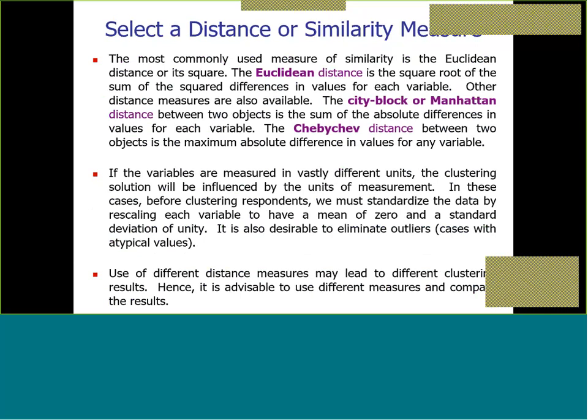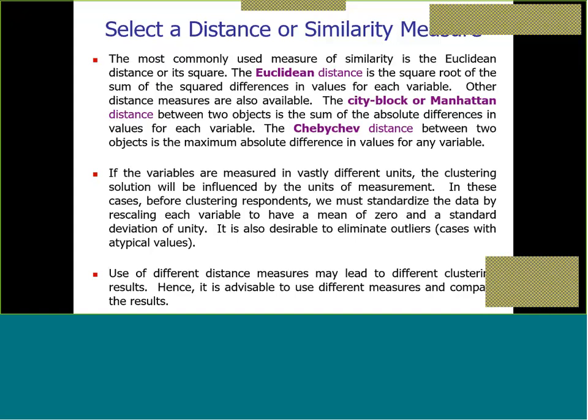The most common are the Euclidean distance measure, next the Manhattan distance, and the third one is Chebyshev's distance. Euclidean distance means the square root of the sum of the squared differences in values for each variable. Manhattan distance is the sum of the absolute differences in values for each variable. And Chebyshev's distance is the maximum absolute difference in values for any variable. So we have three types of distance measures. Not only these three, we have several, but these are the three popularly used measures.